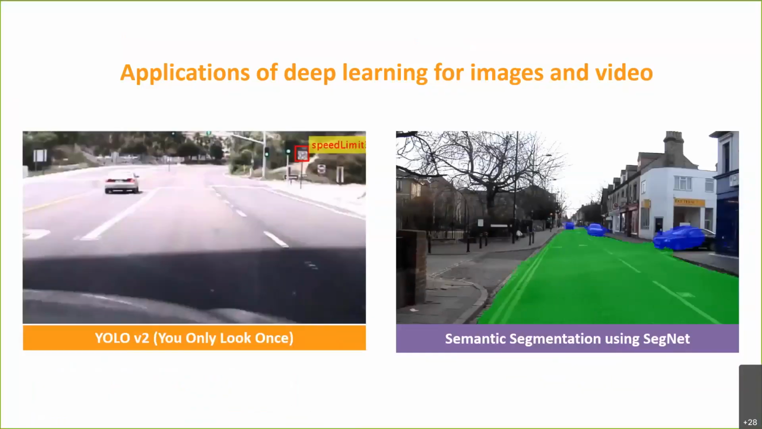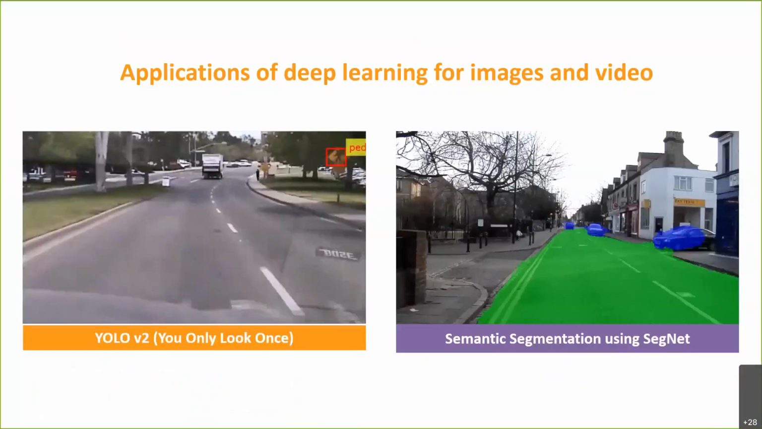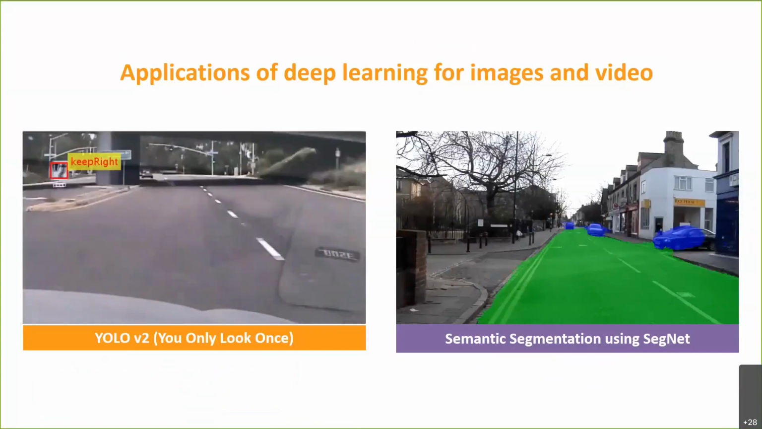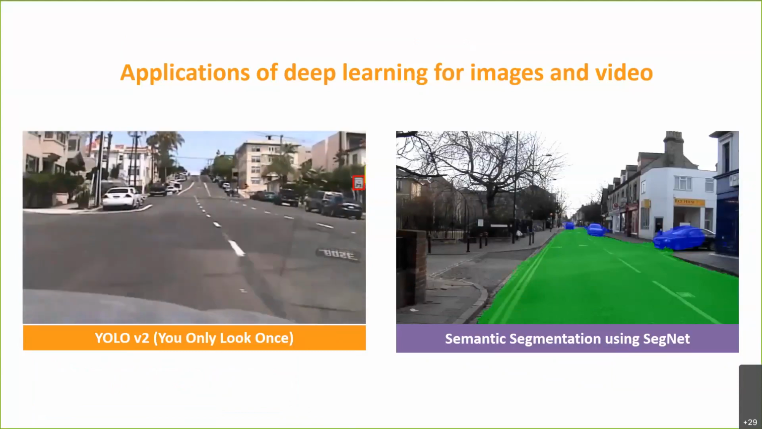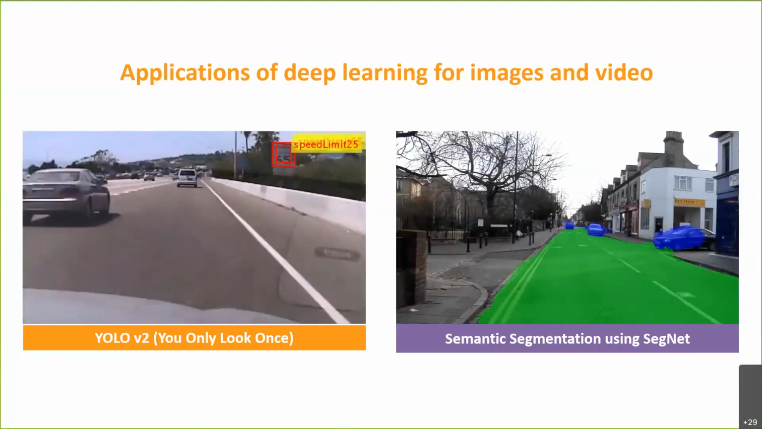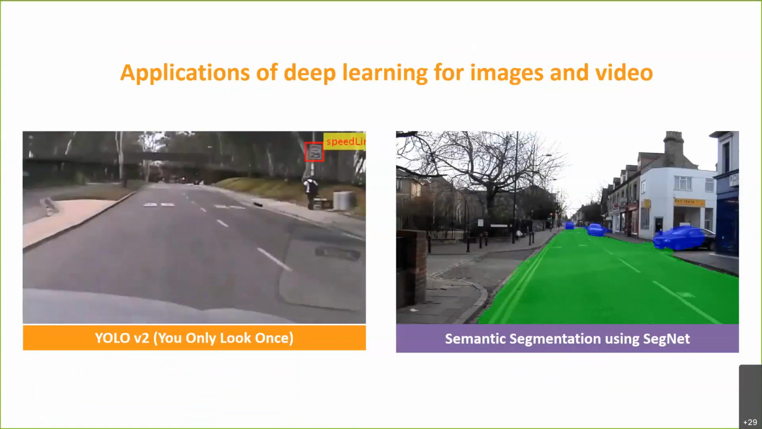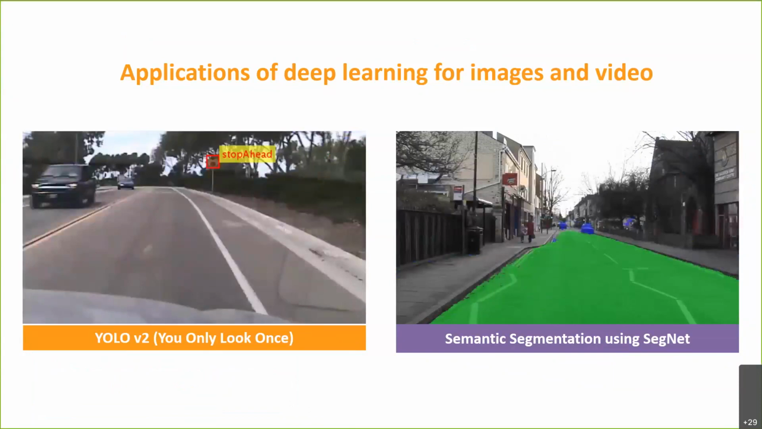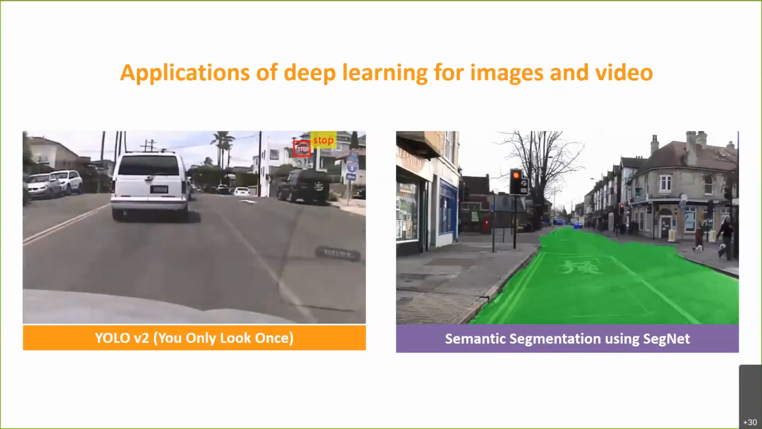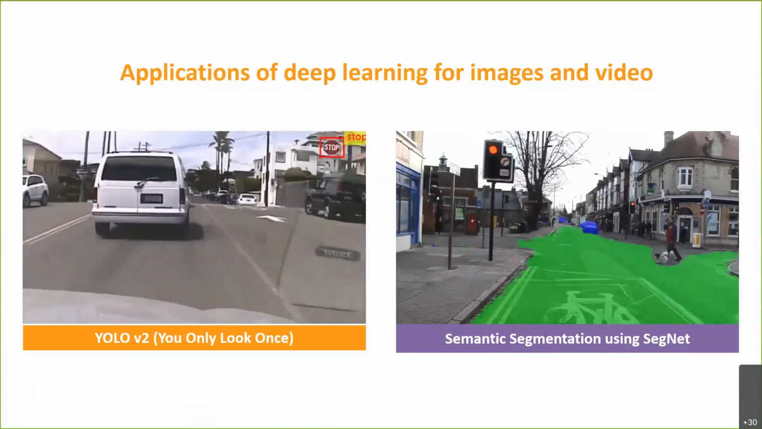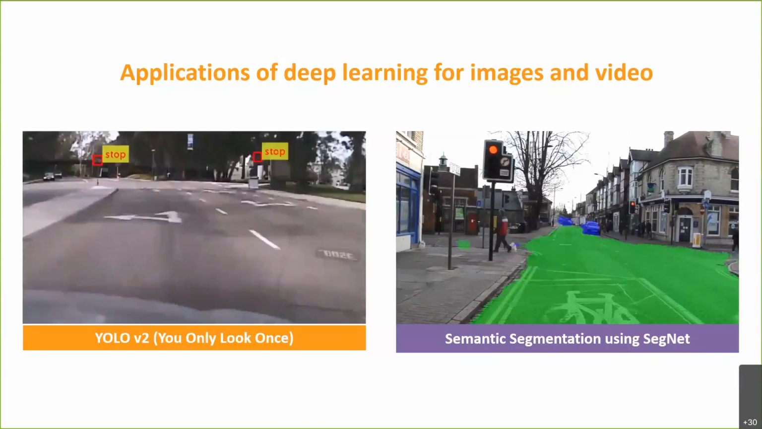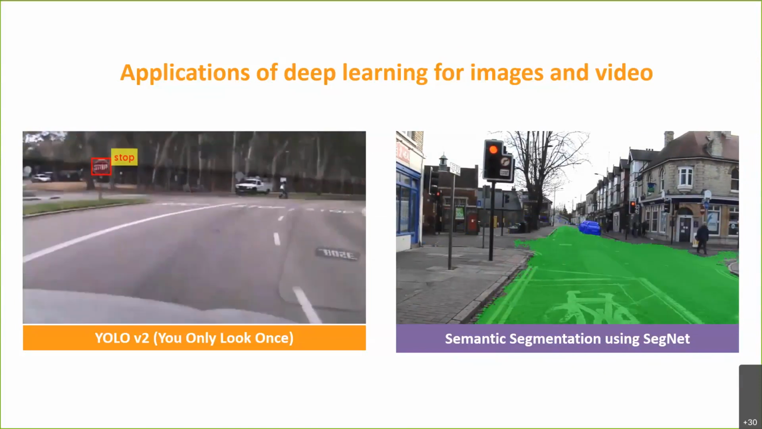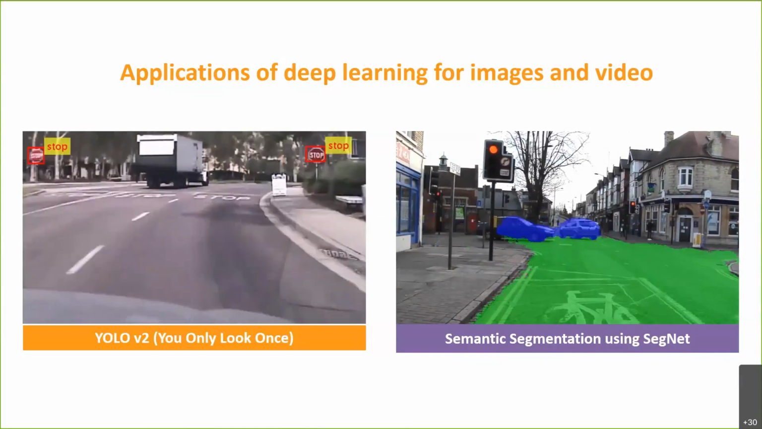Here are two video examples to demonstrate deep learning capabilities for image and video. The first one is signage detection on the road using deep learning YOLO v2. And the second one is semantic segmentation on the video or image to get the pixel level labels for the road and the car. So you can see that the road appears in green color and the car appears in blue color.